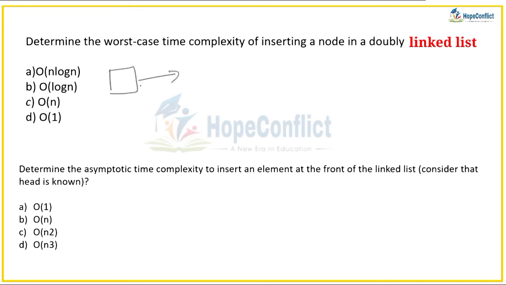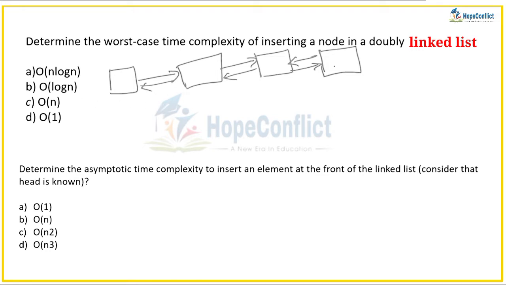Something like this. Here you have a next node and a previous node as well, right? So this is a doubly linked list. Here they are asking the worst case time complexity for inserting a node in a doubly linked list. So what can be the worst case? When you have to insert a node at the last. This is going to be the worst case.